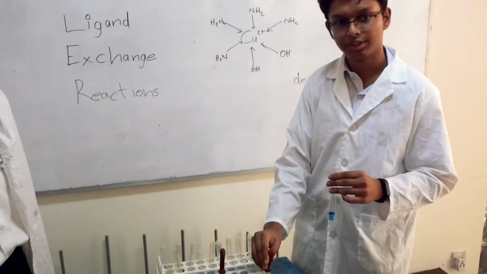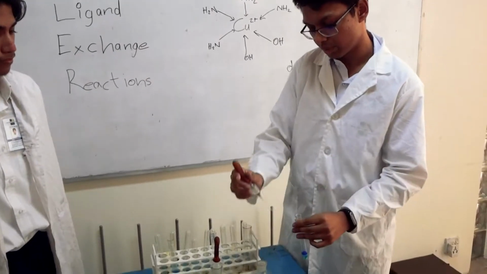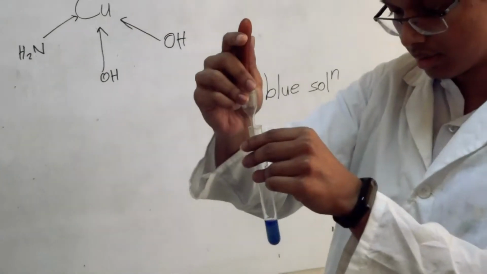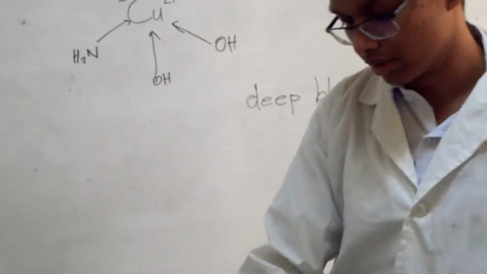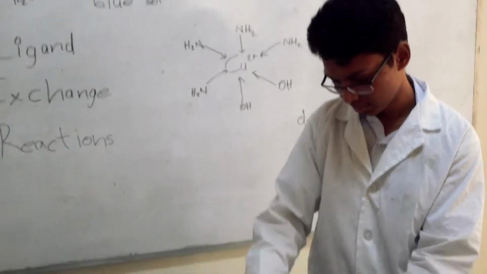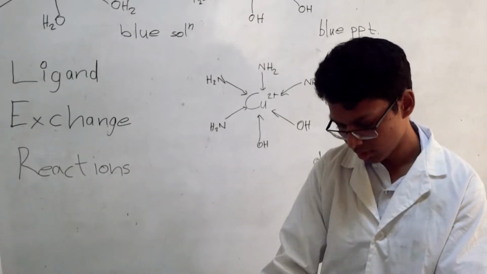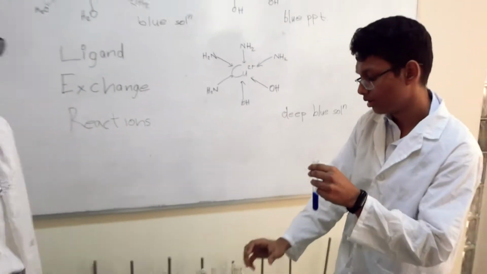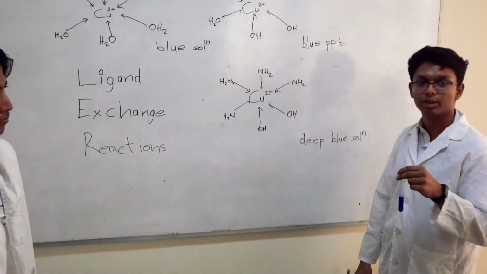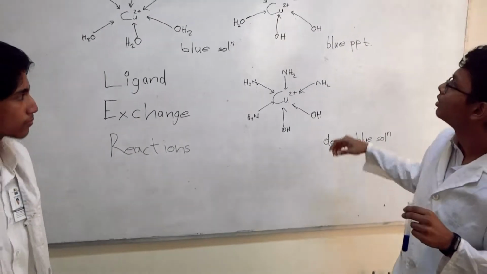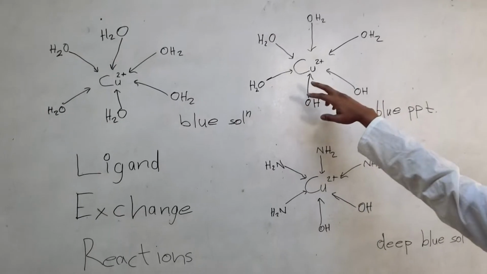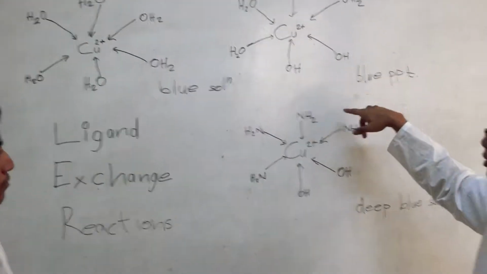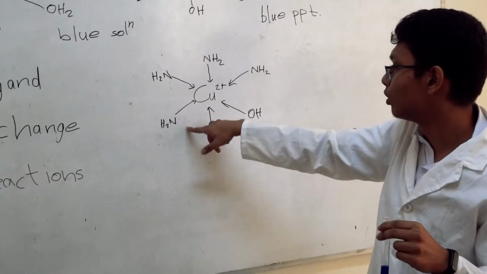But what happens differently here is that when I add excess of this and I shake it together, the solution becomes a clear dark blue solution. This is occurring because ammonia is a much stronger ligand, and it is able to replace the rest of the water molecules over here and take the place of those water molecules and form this complex over here.